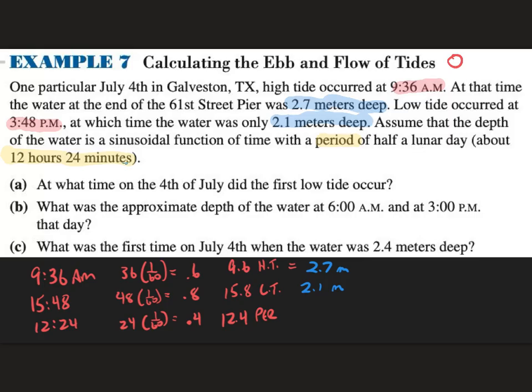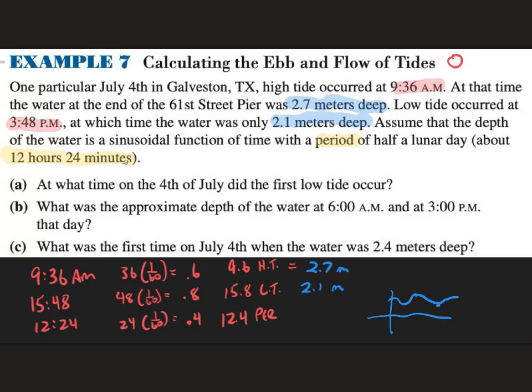Now we want to know at what time on the 4th of July did low tide first occur. So since we're starting at 9.6 hours in at a high, 9 to 3 is 12, so roughly 6 hours later, we're at our low point. And we're starting high, we're ending low. It's going to be a sinusoid. So it's going to do something like that.